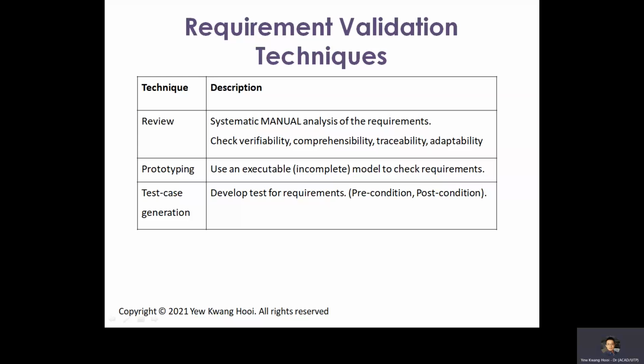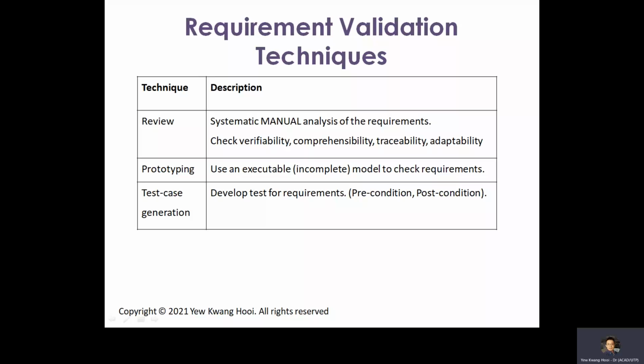So how do you validate? To validate, you can review by having a review session, have meetings, or you can build a prototype based on the requirements and show the prototype. Is this what you want? This is very good, but it's costly and it's time consuming.